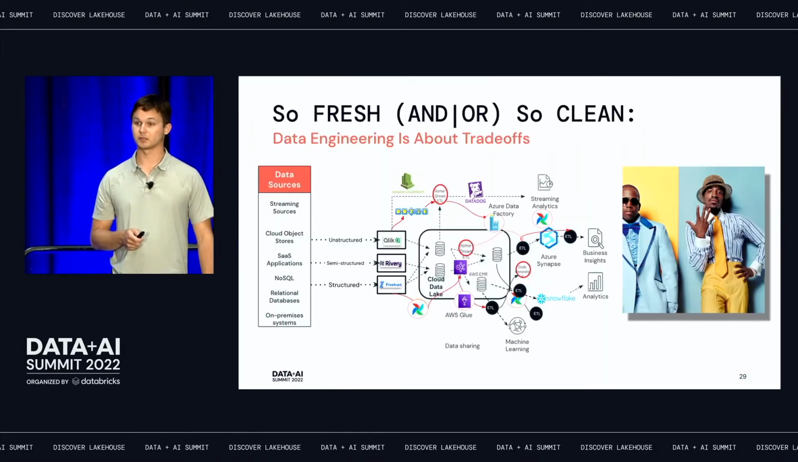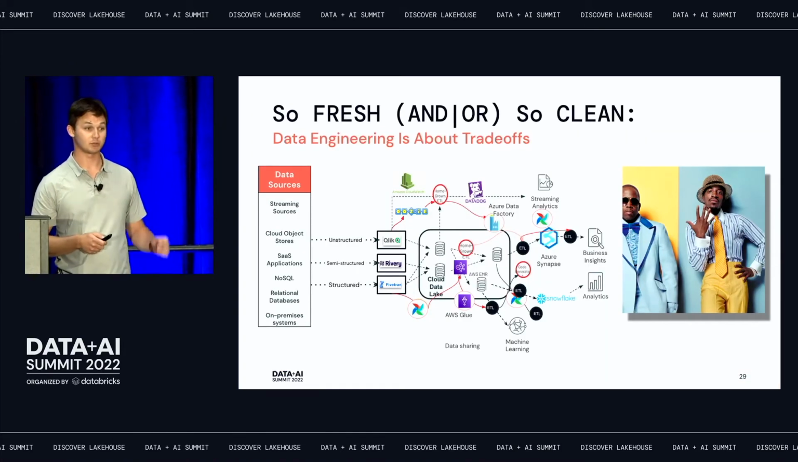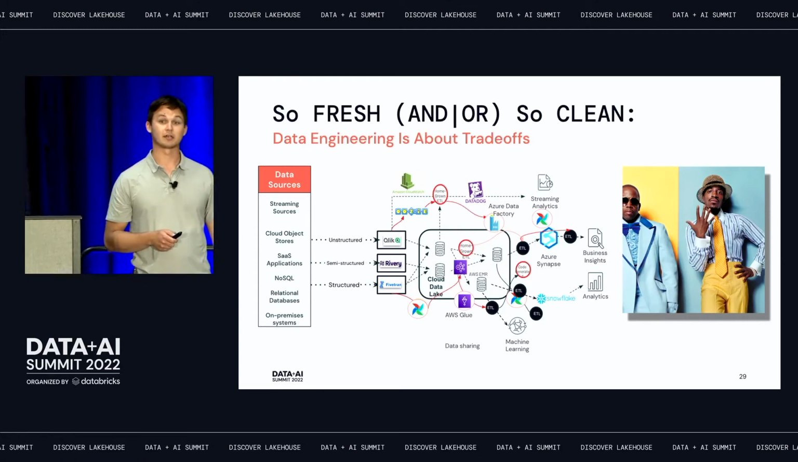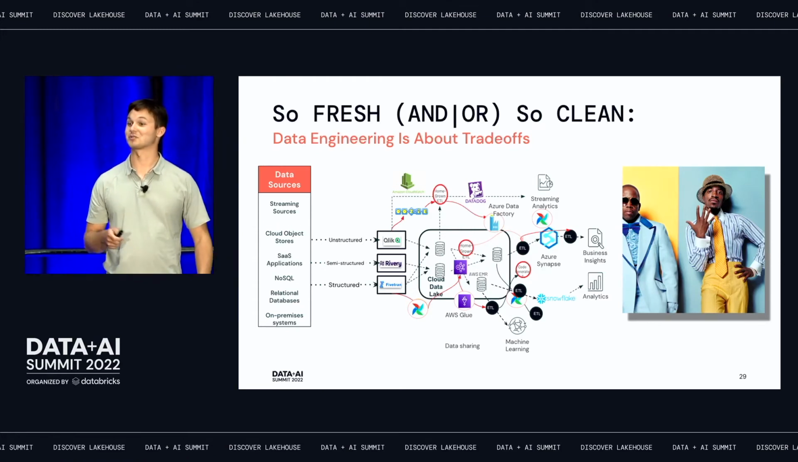So now I'm going to be walking you through how we were able to use Delta Live Tables to make TPC-DI so fresh and so clean. In other words, how do we actually build out a real-time data warehouse?